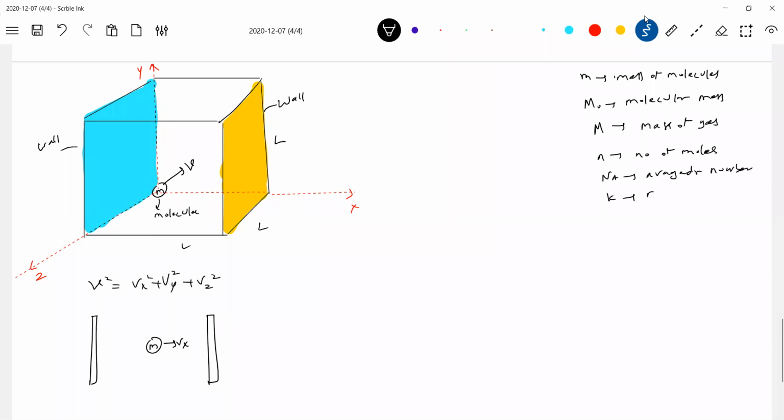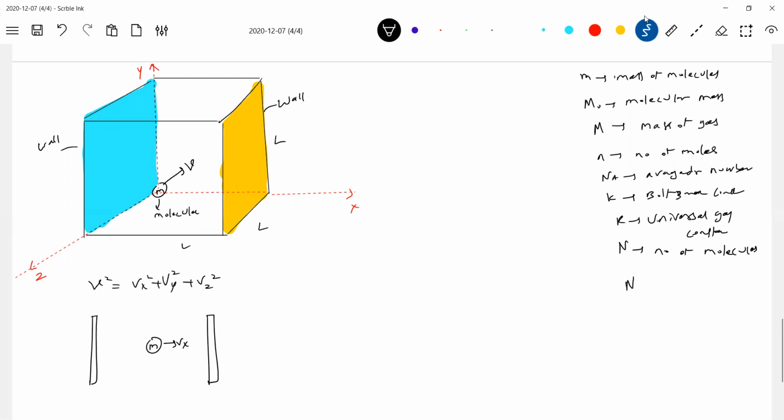Avogadro number. K, Boltzmann constant. R, universal gas constant. So these are some formulas, how they are related. These are the symbols which I'll be using very often. One more, N. N is number of molecules.